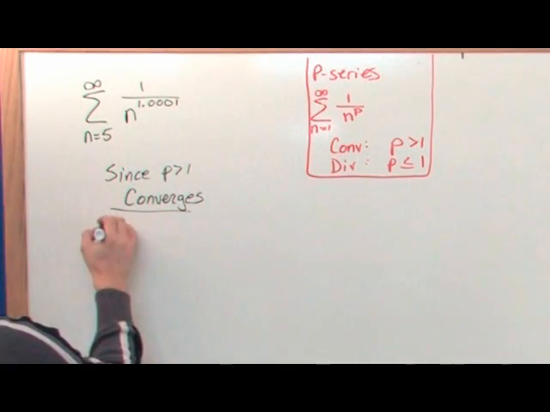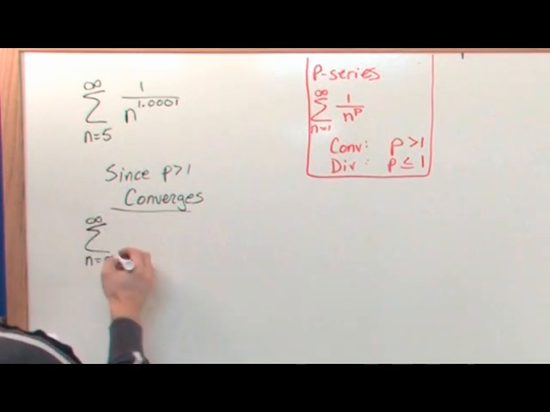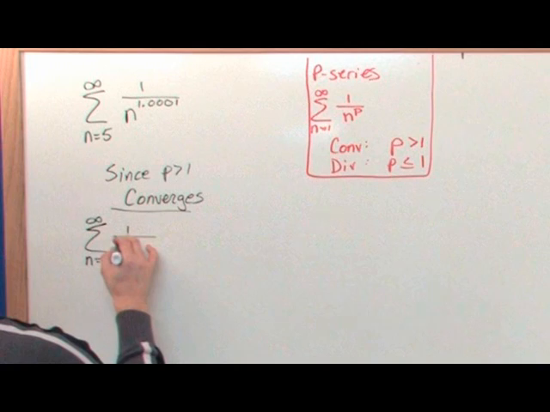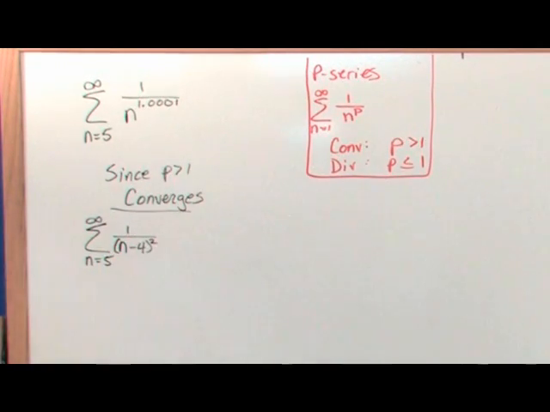Let's say you have the sum from n is equal to 5, again, to infinity, of 1 over n minus 4 squared. So these are the elements of a series that I'm adding up, 1 over n minus 4 squared. I'm starting at n is equal to 5, okay? But I'm going up to infinity, and I'm trying to figure out if this thing converges or not.